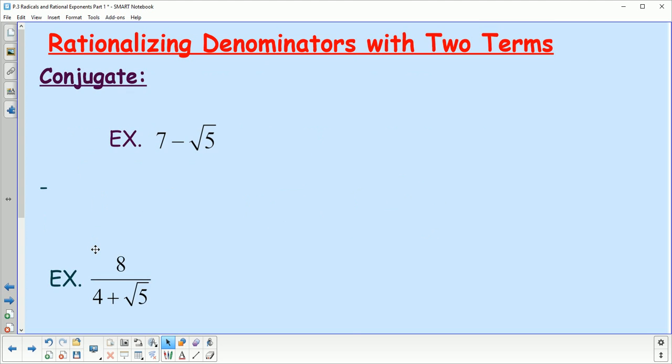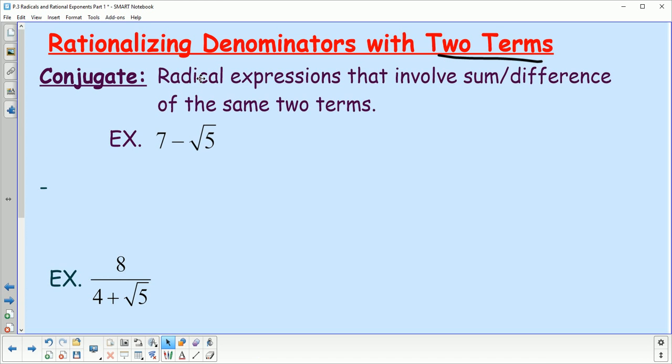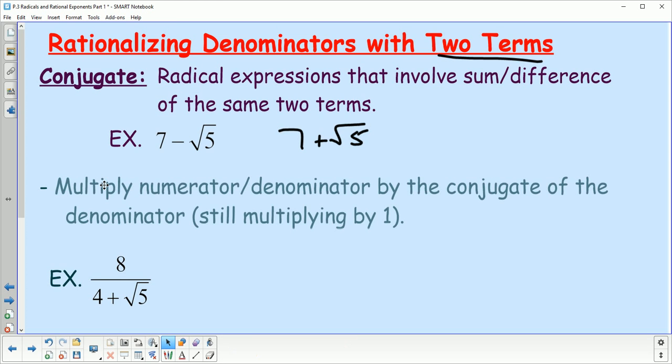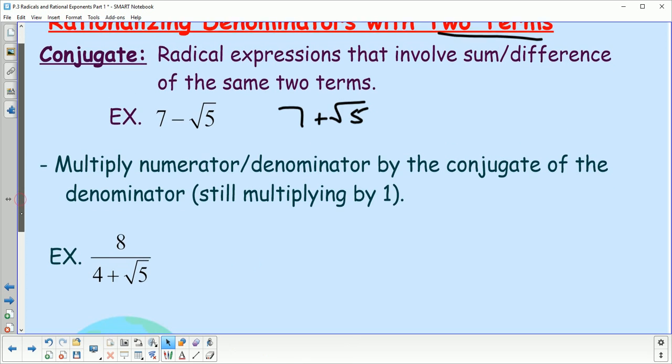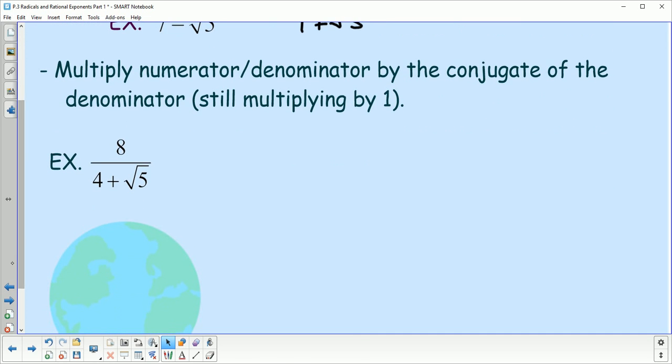It gets a little more complicated when we rationalize a denominator with two terms. And in fact, we need to use something called the conjugate, which is the opposite here. We're going to change that middle sign. So the conjugate of 7 minus the square root of 5 is 7 plus the square root of 5. And we're going to multiply both the numerator and denominator by that conjugate, and that way we're still multiplying by 1, and yet it's going to simplify our problem so that we don't have a radical in the denominator.